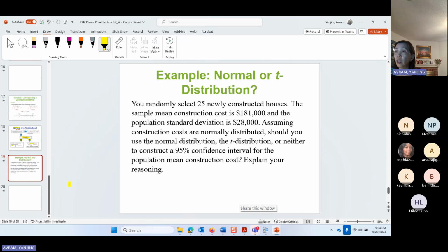All right, so look at this one right here. If we don't ask you to calculate, just ask you to use the Z or T interval in here. So let's read this one and then try to see if you can figure out the answer in here. We don't ask you to do the calculation. Is sigma known or not?